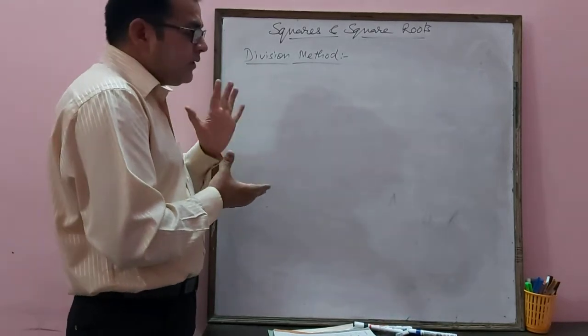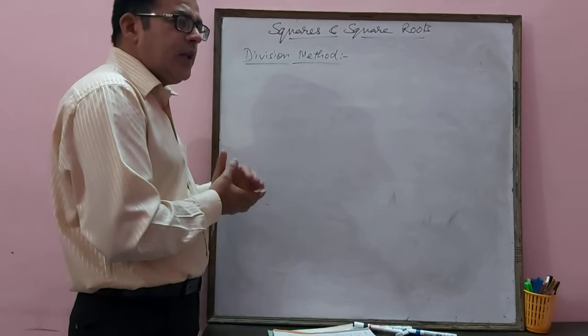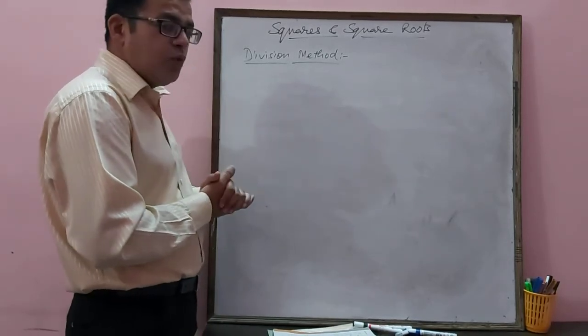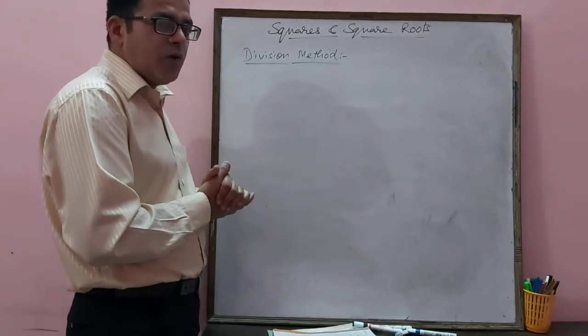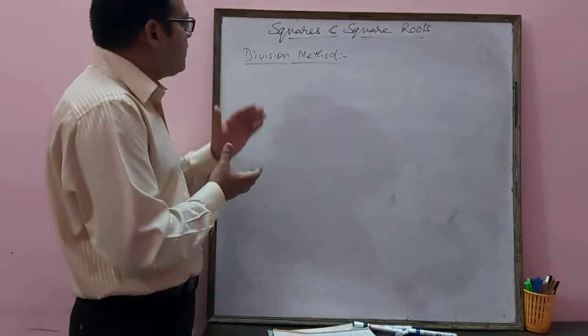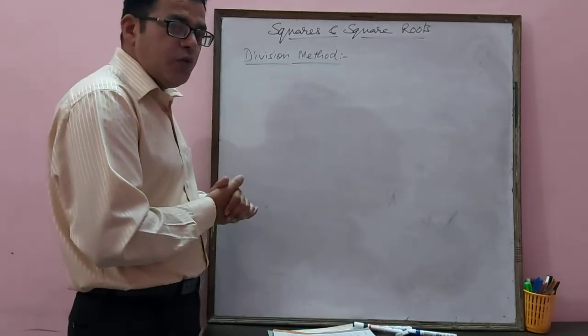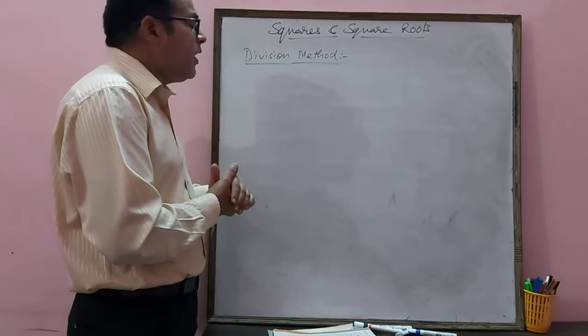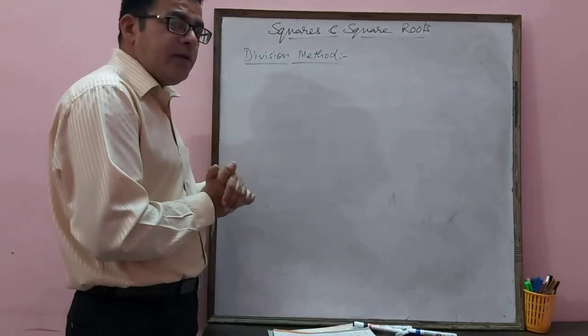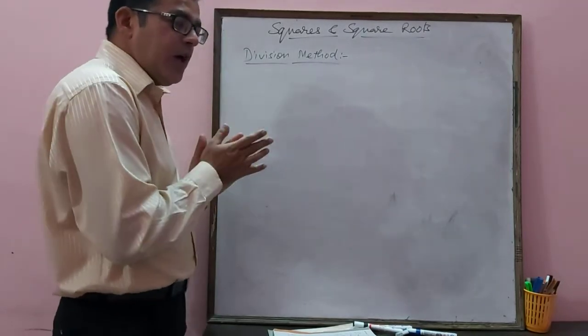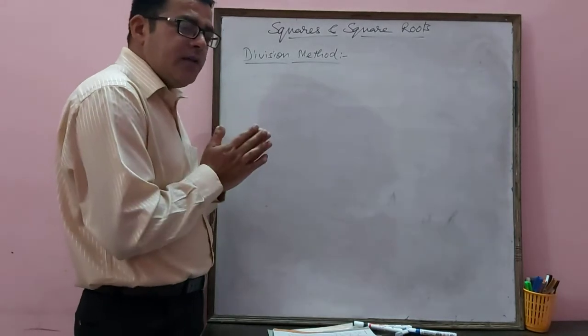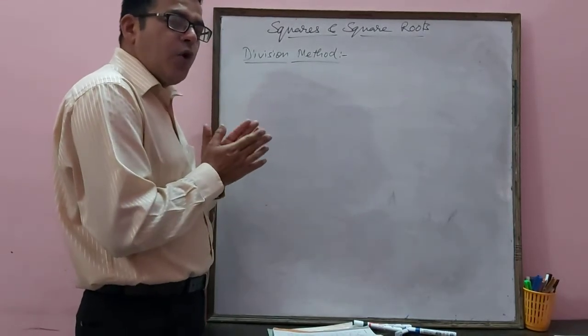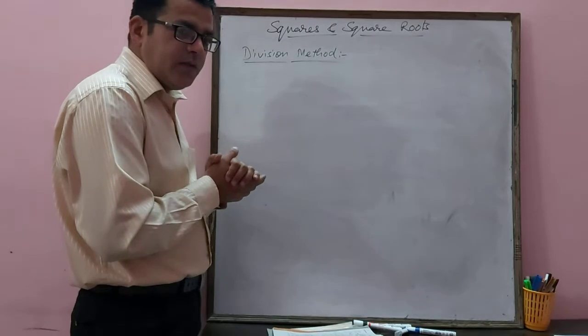There were two limitations for the previous two methods. That's why this division method was introduced. What was the limitation? In the repeated subtraction method, we are unable to find the square root of a non-perfect number. This was the first one.